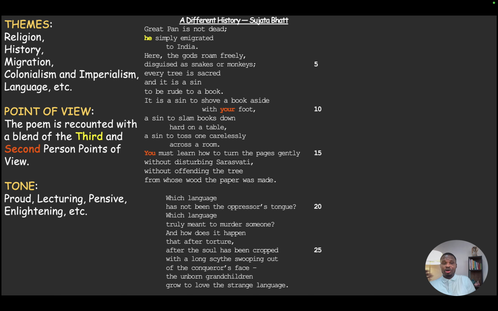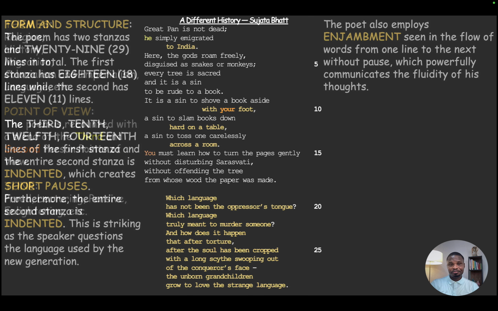Now, in terms of the tone of the poem, we see the tone of pride in the opening portions when they talk about the emigration of Great Pan, and it's also quite lecturing when they are talking about things not to do to the books. It's quite pensive, causing us to think, and then it's also quite enlightening towards the end, where they talk about language and how language has been used to subjugate people over time. In fact, every language, for that matter, if the speakers are powerful.